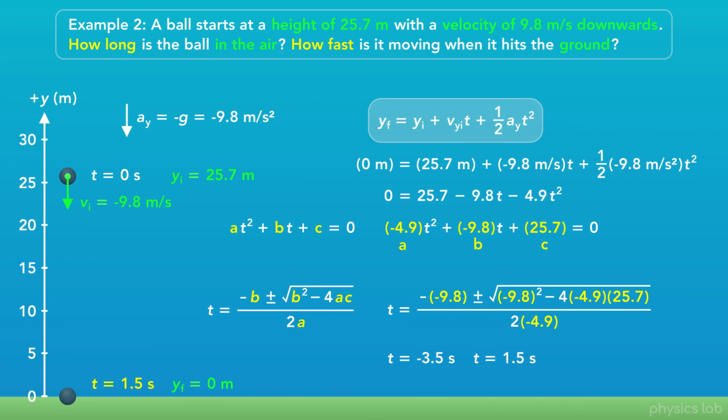But how can we have two answers for the time when the ball hits the ground? And why is one negative?